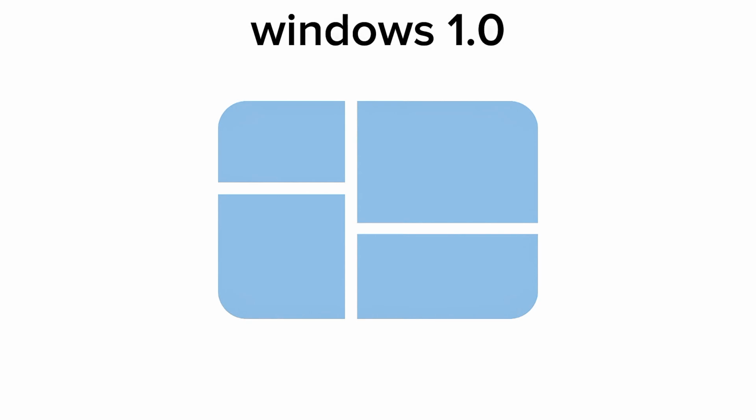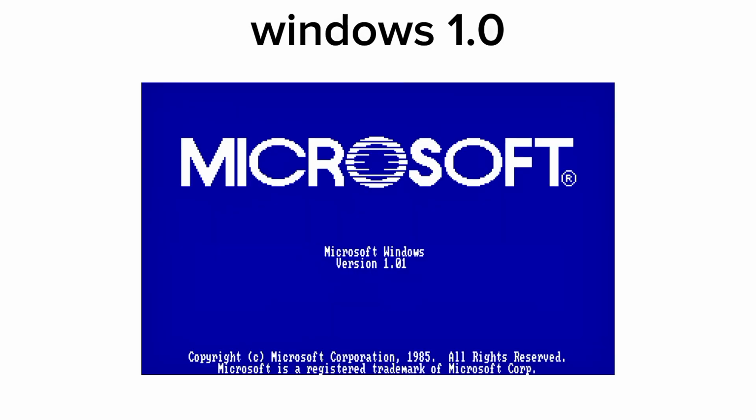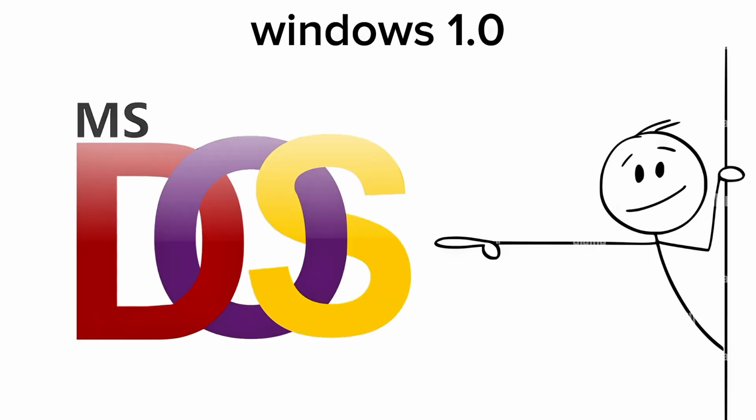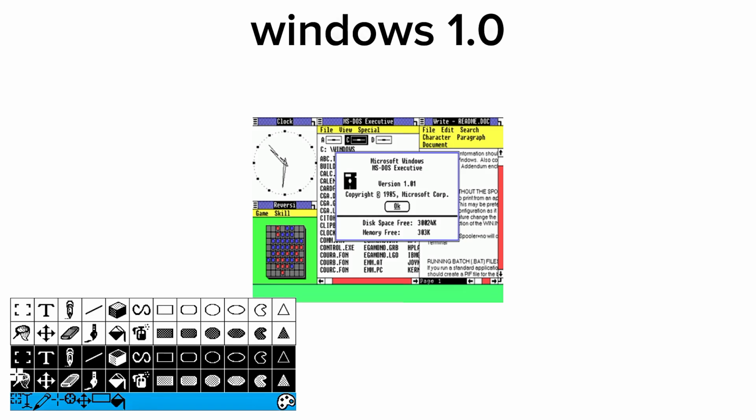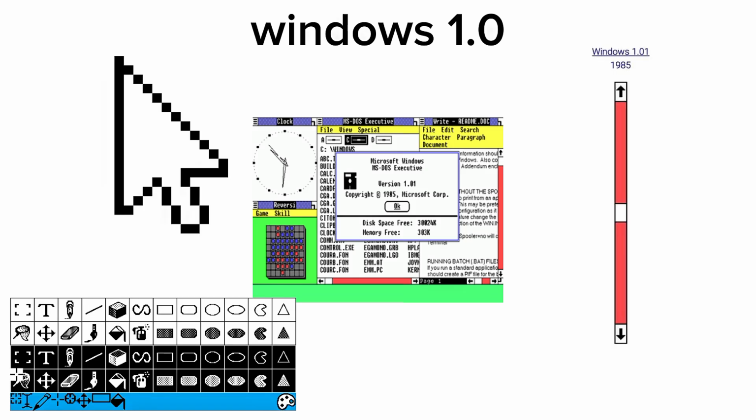Windows 1.0. Windows 1.0 wasn't a real OS. It was a layer sitting on top of MS-DOS. It introduced something new for PCs, graphical computing. You got windows, menus, icons, scroll bars, and a mouse pointer, which most people had never used before.